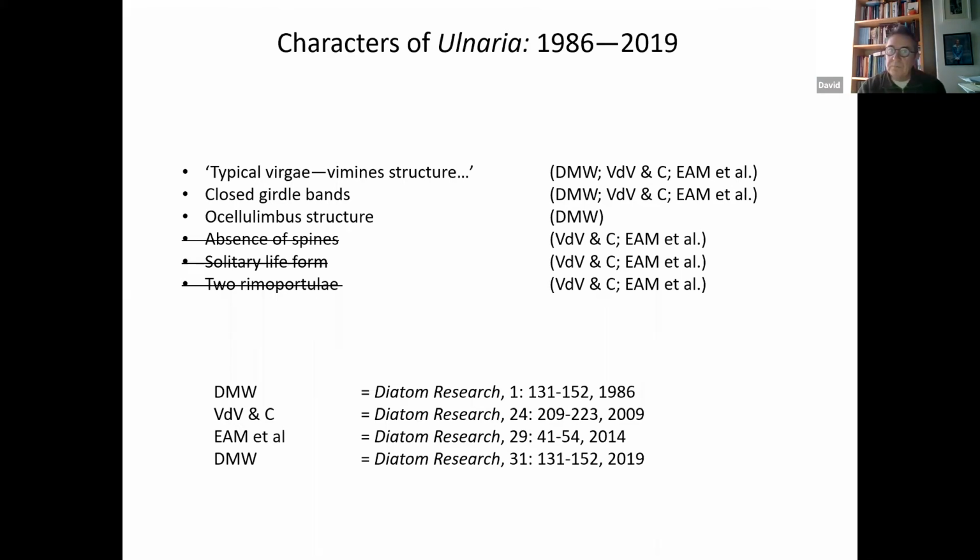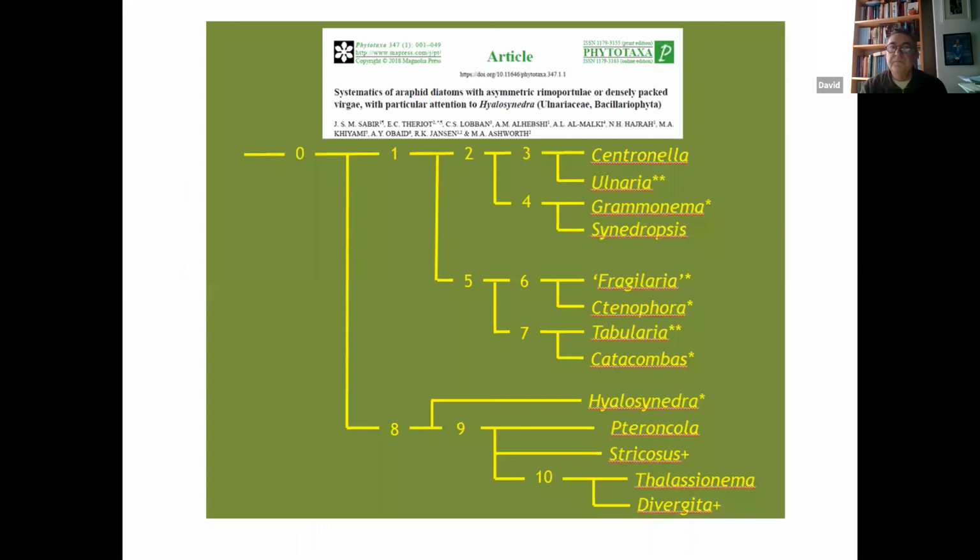All right. So the point I arrived at, and the point I hope everybody else arrived at, was that I can characterize Ulnaria, freshwater Synedras, but I couldn't Fragilaria. I just couldn't do it. And I still think it hasn't been done.